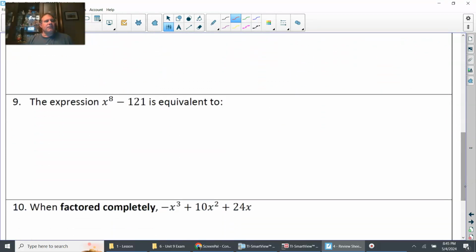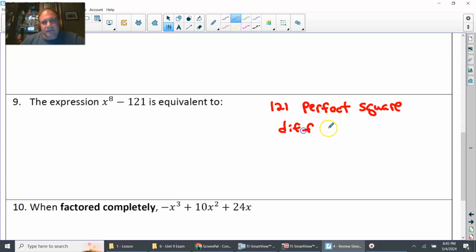Okay, number 9, the expression x to the 8th minus 121. 121, perfect square. Difference of squares. All right, here we go. So we're going to have two binomials.